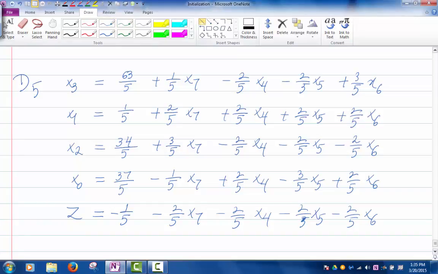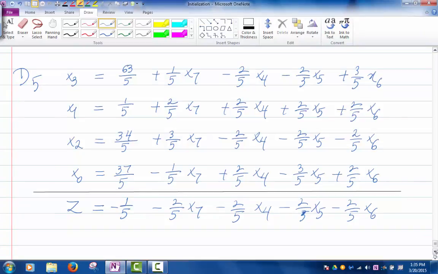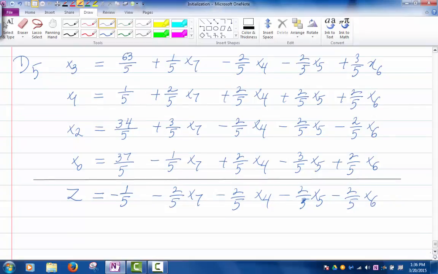In D5, okay, so I write down D5. Now, if you look at D5, what do you see? Is it the final dictionary? Yeah, because I don't have any more. All the coefficients of the non-basics are negative, so there is no candidate for entering variable, right? So I'm done. This is the final.